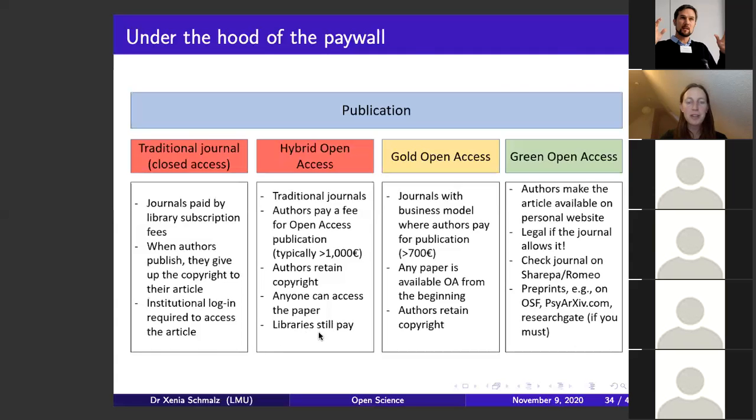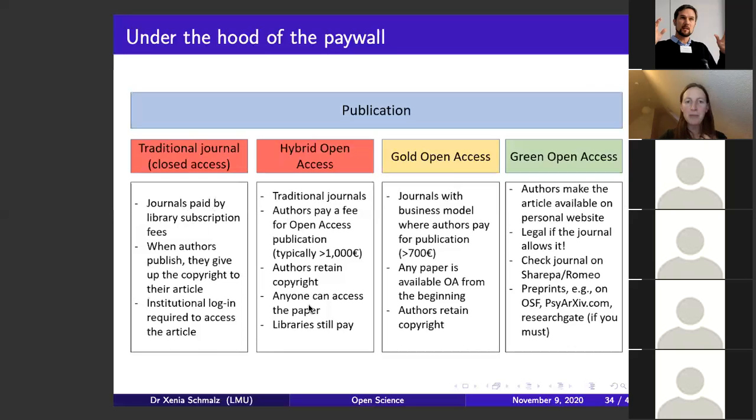So the thing is, though, that the libraries still pay the subscription fees. I think there is some kind of offset, because the open access paper is published in the journal for which the libraries pay, so they pay a little bit less. But I think it's very untransparent how it's actually calculated, and it probably does not really compensate for the articles that are open access in that journal that the libraries pay for.